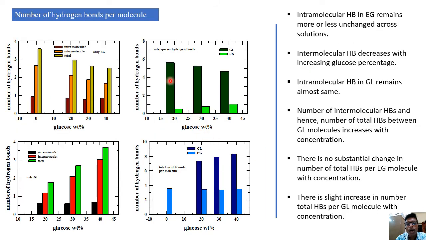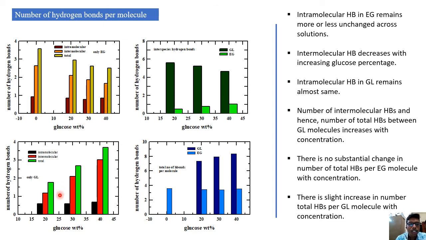To know about the hydrogen bond network, we have calculated the number of hydrogen bonds per molecule. For ethylene glycol, we have seen that the intramolecular hydrogen bonds per ethylene glycol molecule remain almost unchanged across solutions. But the intermolecular hydrogen bonds, and also the total number of hydrogen bonds per ethylene glycol molecule with ethylene glycol, decrease with increase in glucose concentration in the solution.